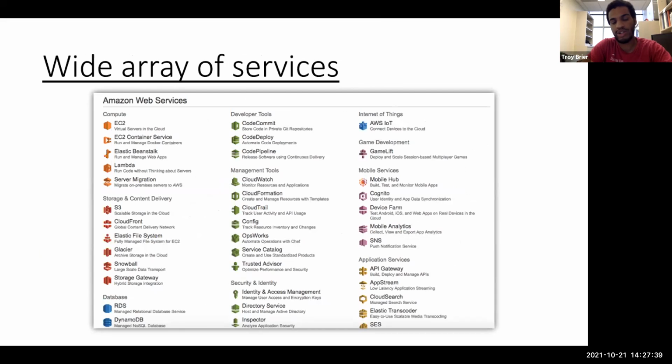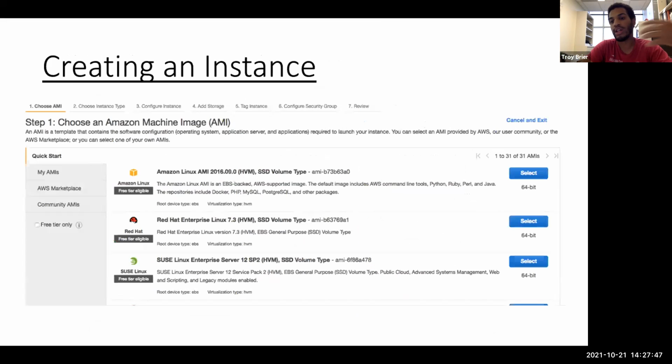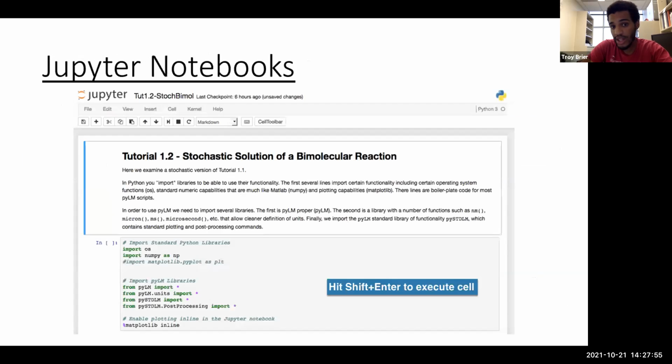I believe there is a talk later in the week that will talk more about the idea of using the AWS, I think more with respect to using VMD and NAMD. But they offer a lot of different ways. And so what it does is you are allowed to create instances. So again, each person will have their instance assigned to them. And what you'll be doing is using Jupyter notebooks to do all of this.